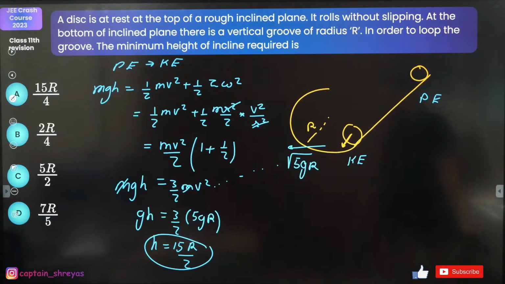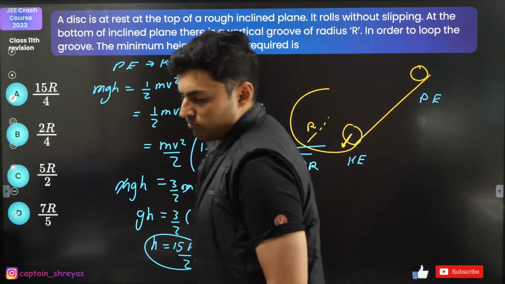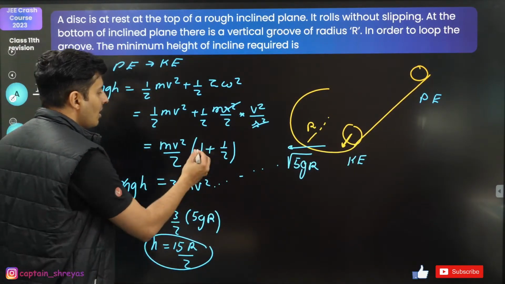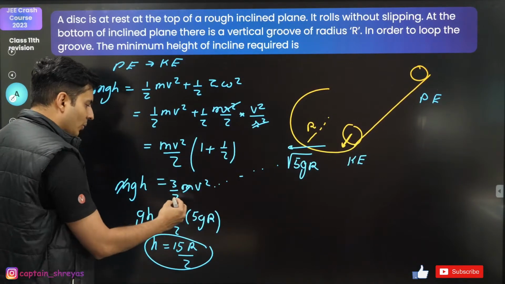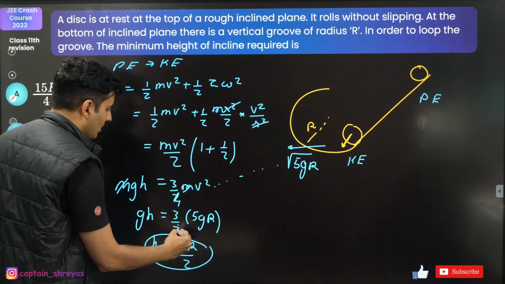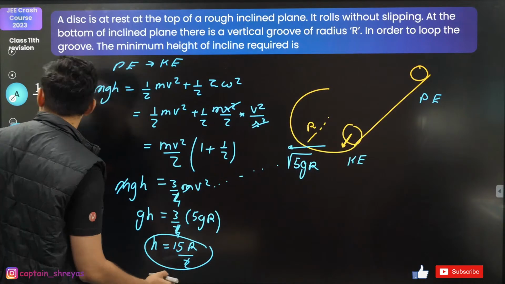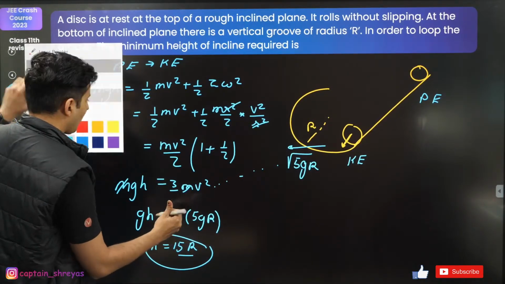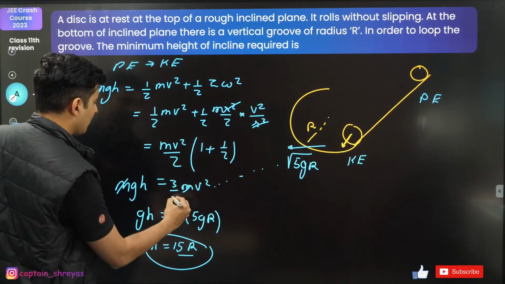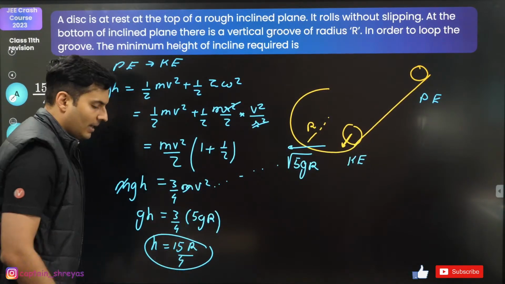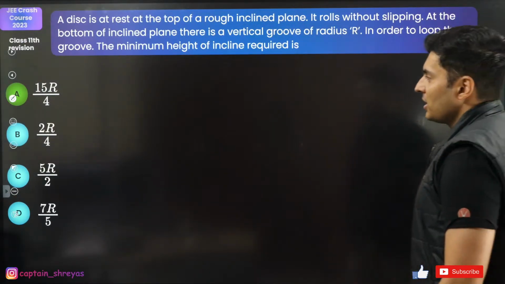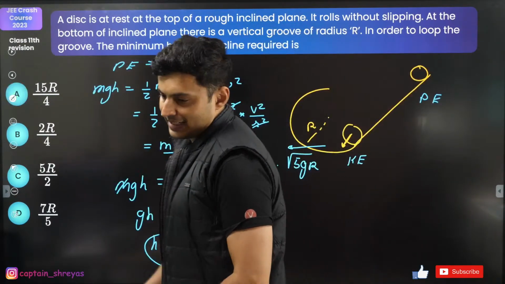Oh, my bad, guys. I think I missed one 2 over here. 1 plus 1 by 2 is 3 by 2, and one more 2 was there. So this was basically 4. My bad. I left the 2 in the bracket. Yes, thank you. So the option is 15r by 4. That's it. Great.